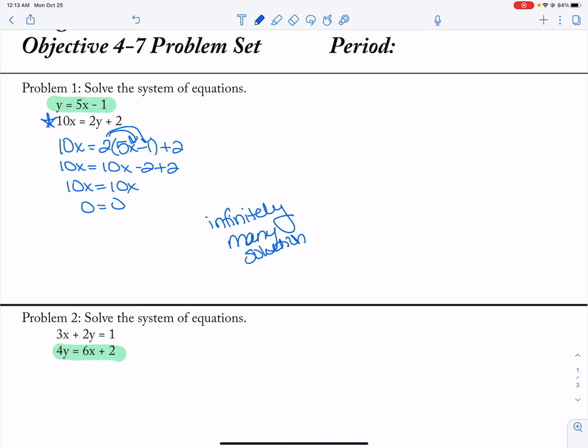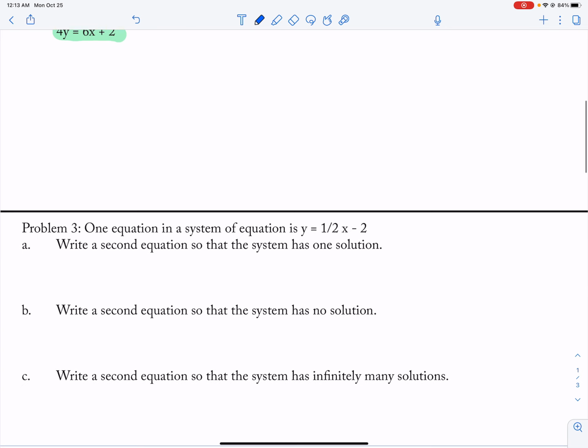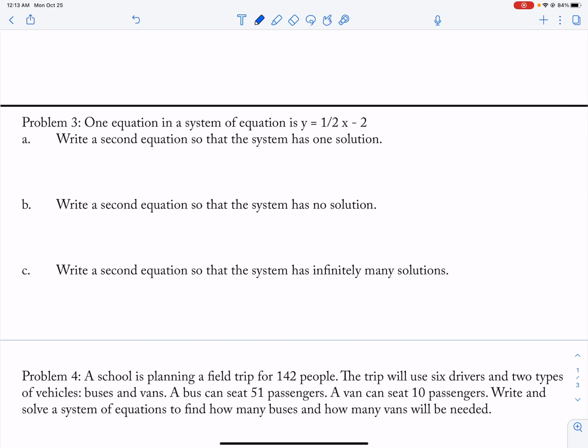Remember that if I get something that's false, then that is no solution. So if I get something like 5 is equal to 7, which is not true, then I would get no solution.